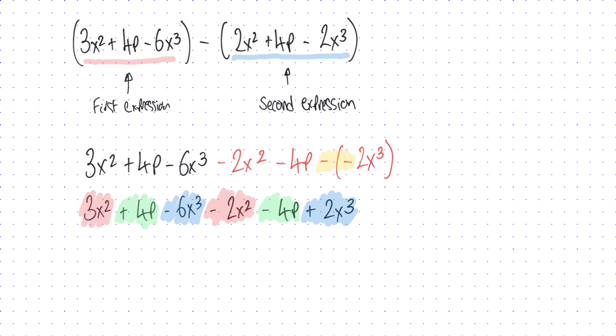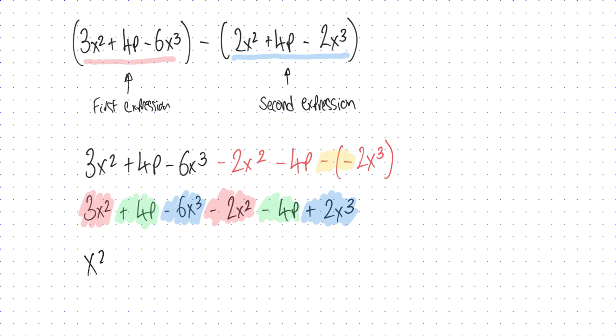So now I'm going to go through here, and now I'm going to combine these terms together. So I'm going to look at my red ones. Well, 3x squared and negative 2x squared, well, that's 3x squared minus 2x squared. So that just gives us positive x squared. 4p minus 4p, that's no p. So the p's just go away, and they cancel out, so we don't need to worry about the p's there.